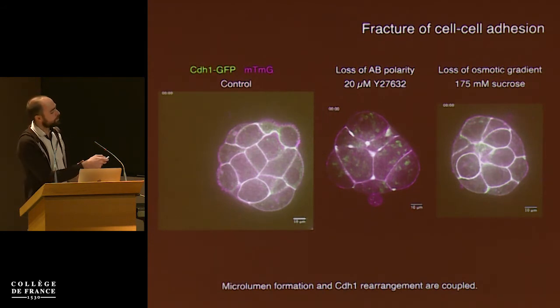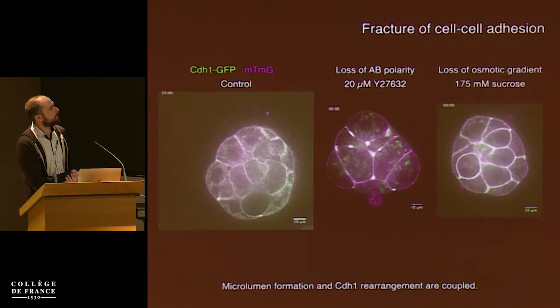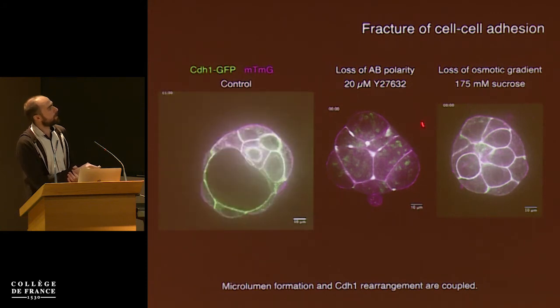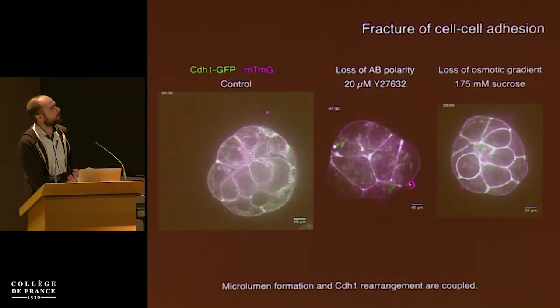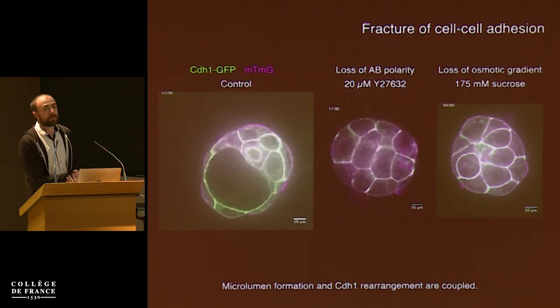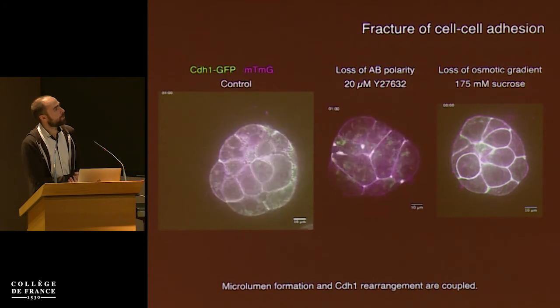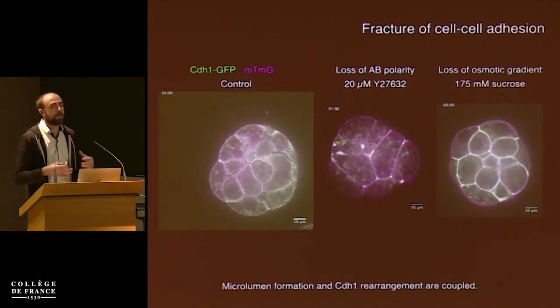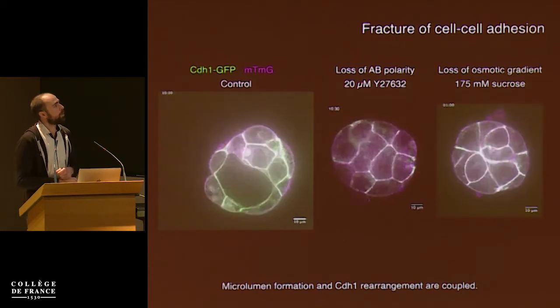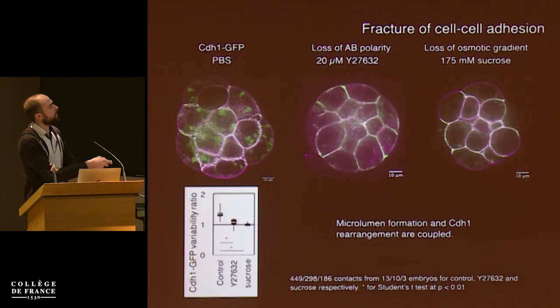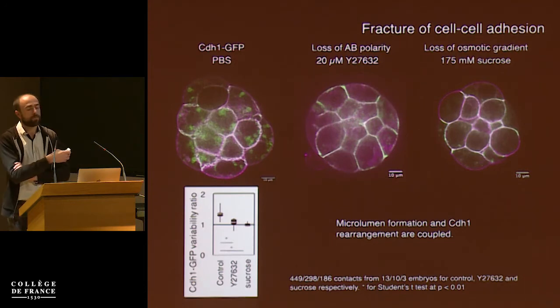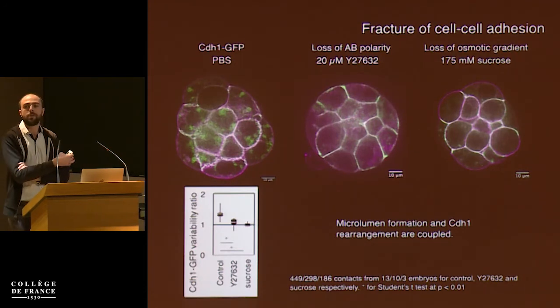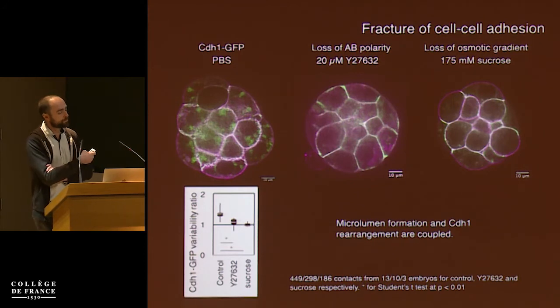So this is a control embryo. It forms microlumens and then a blastocoel. E-cadherin is relocalized. In this case here, polarity is affected. The embryo is not able to direct the pumping of the fluid, and E-cadherin remains more homogeneous. In this case here, with the sucrose, the embryo again cannot pump water into the intercellular space, and E-cadherin remains more homogeneous. We can measure this again, and what we see is that in the control, the signal becomes more heterogeneous. It is not the case when there is no fluid accumulation. So for E-cadherin to be relocalized, you need the accumulation of fluid, which is compatible with this idea of hydraulic fracturing.